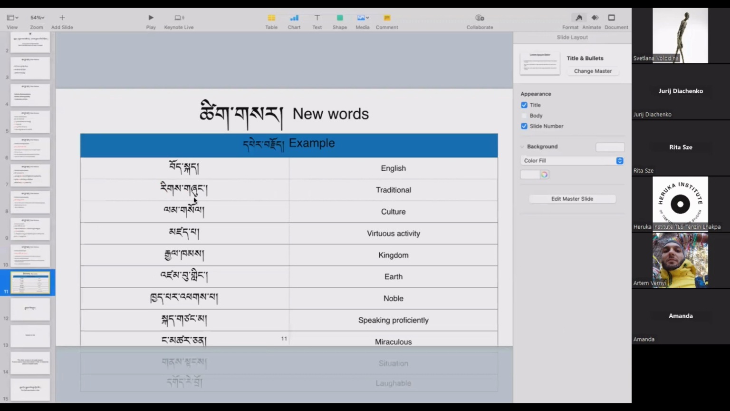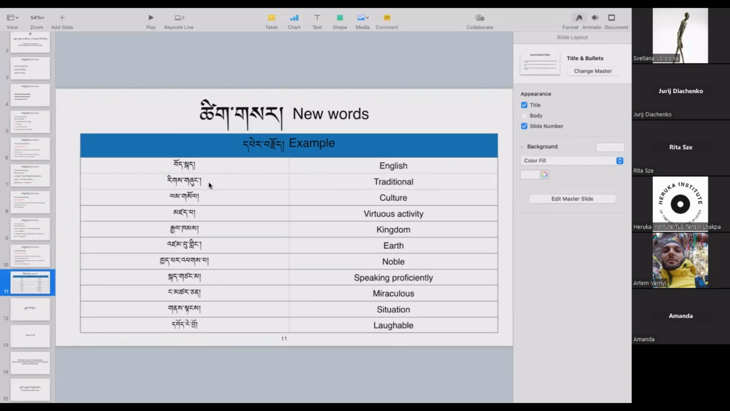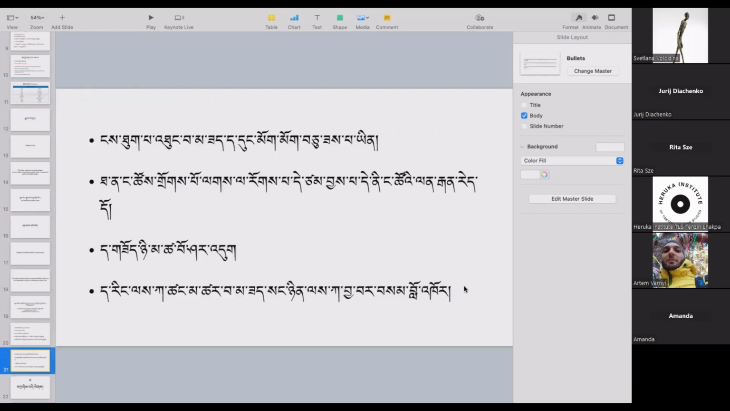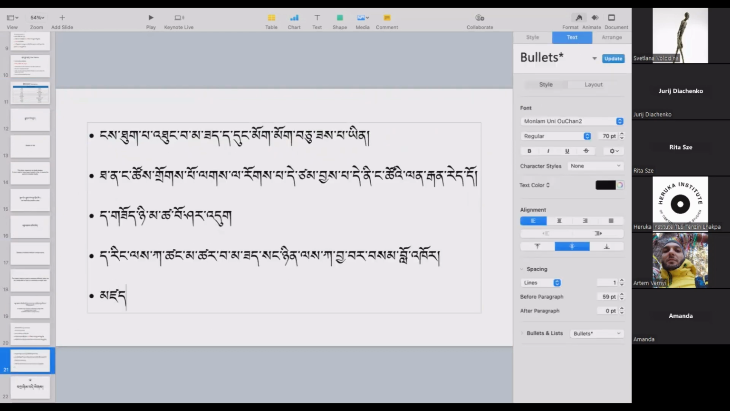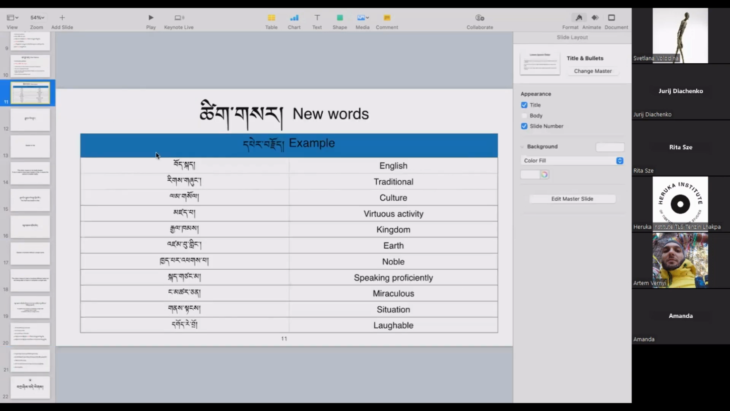So the words that we studied today. The first one is rikshun, which means tradition, a tradition of a country. Lamsu, culture. Sepa is virtuous activity, like we have the 12 virtuous activities of Buddha, Zepa Chungyi. We call it Zepa Chungyi. Let me write this here. Zepa Chungyi, which is the 12 virtuous activities of Buddha. Then we have Gelkham, which means kingdom. Gelkap is country. Gelkham is kingdom.